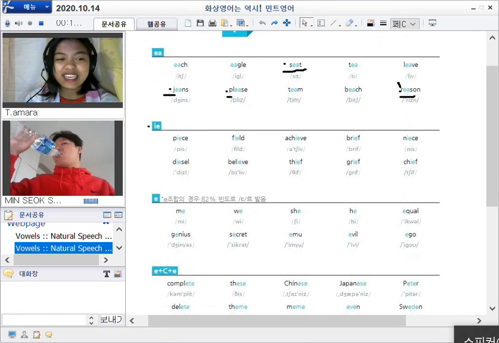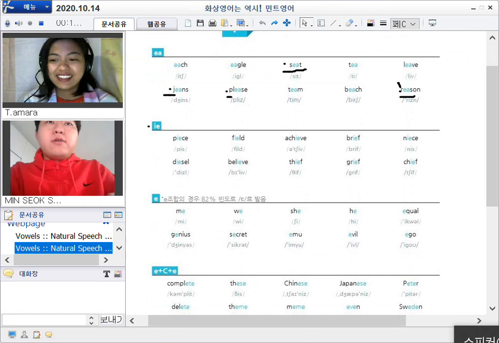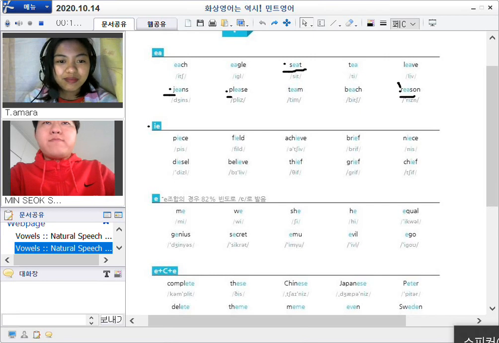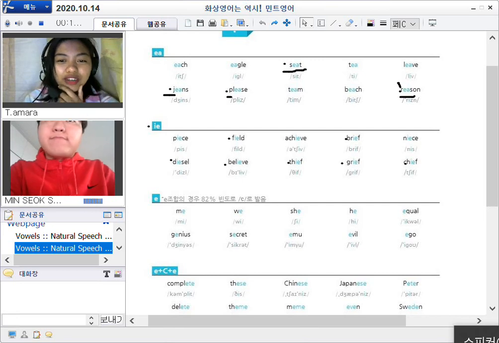The IE words. Your turn. Peace, faith, achieve, brave, niece, desire, believe, thief, grip, cheap.